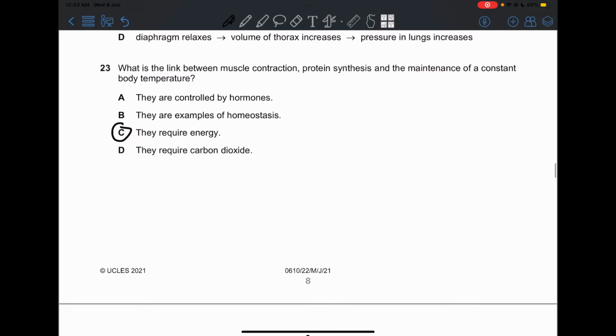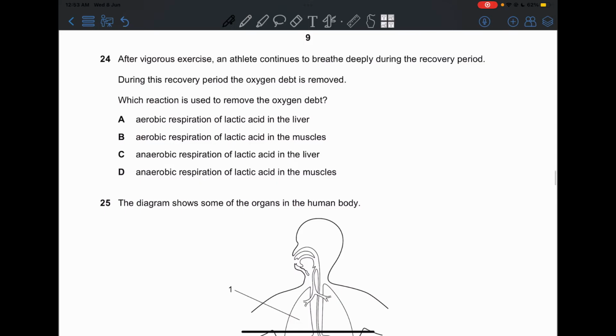So number 24. After vigorous exercise, an athlete continues to breathe deeply during the recovery period. During this recovery period, the oxygen debt is removed. Which reaction is used to remove the oxygen debt? Now we know that the lactic acid is actually broken down in the liver, not in the muscles. So our answer for this question will be A.